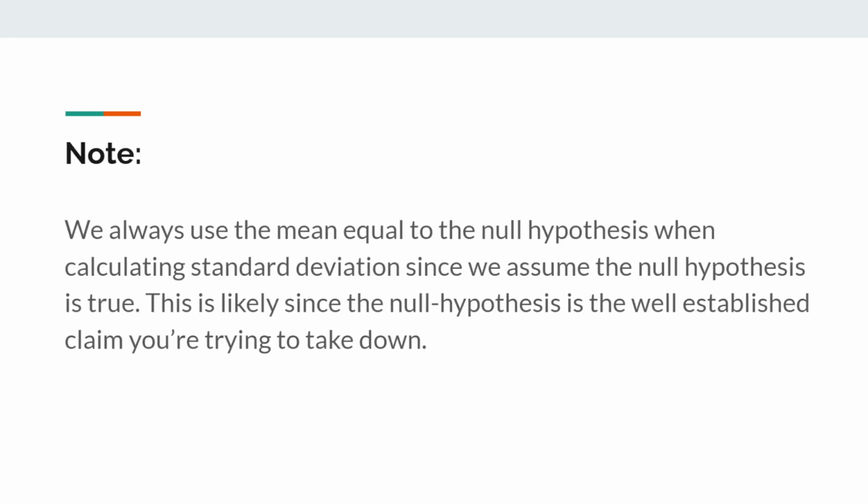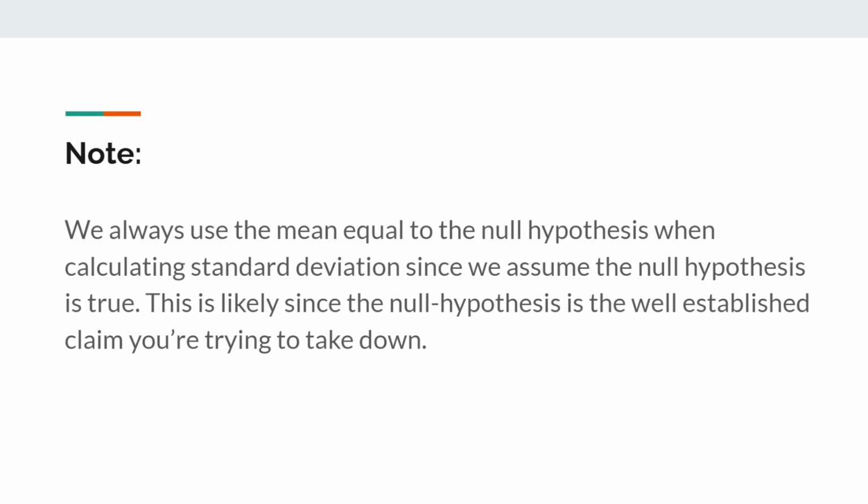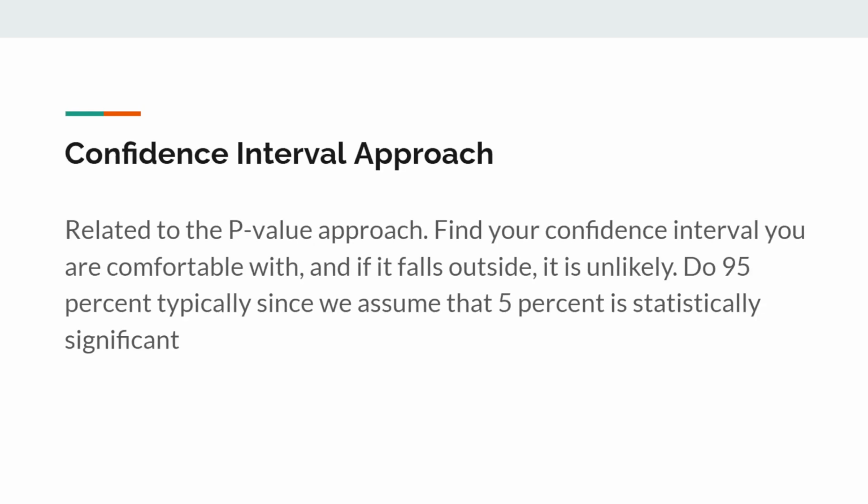We always use the mean equal to the null hypothesis when calculating the standard deviation, since we assume the null hypothesis is true. That's why when we do the formula, the mean minus the value over the standard error, we always assume the mean is the true population proportion, and we see how much each point deviates from that.